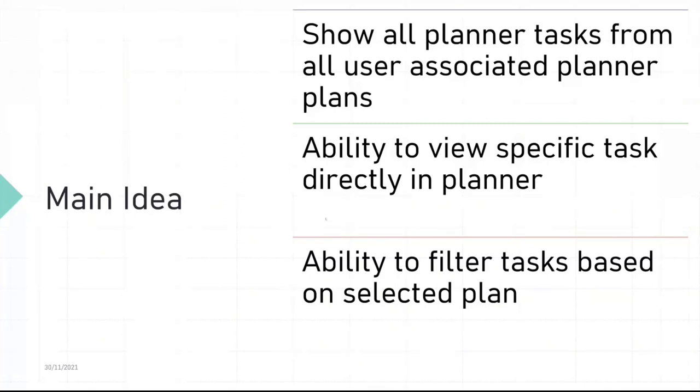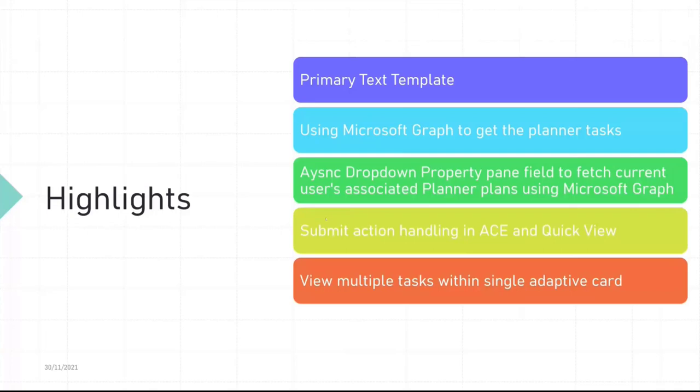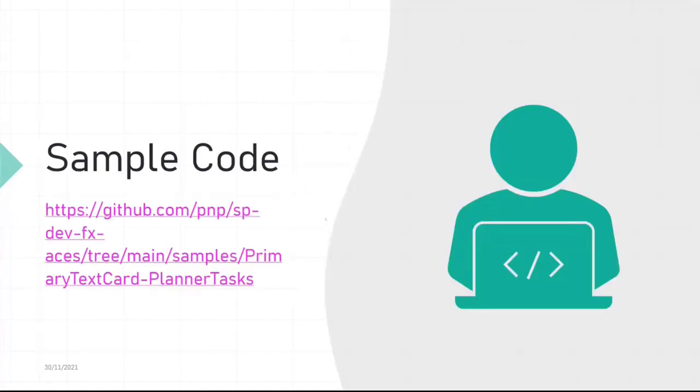Let's suppose you're part of 10 plans. You can see all of them, but you can also filter based on which plan you want to bring tasks from. The highlights of this demo: I'm using the primary text template, and I'm using Microsoft Graph to get all my planner tasks. I'm using an async dropdown property pane to display all the plans I'm associated with, and I'll show you in a second in the demo. Based on whichever plan and task you click on, you go into the detail, and you also have the ability to navigate into the planner of that specific task. Here is the repo where the sample code is available. So if you go back to the demo.